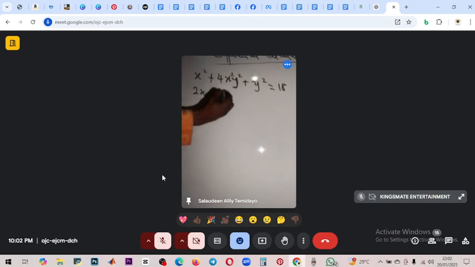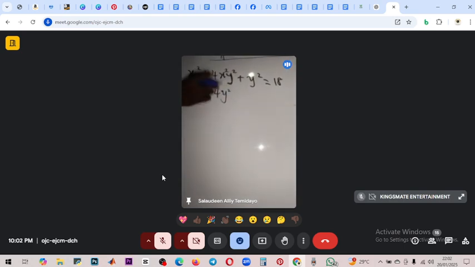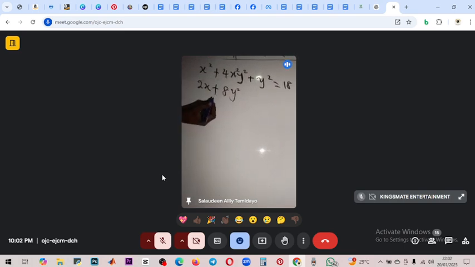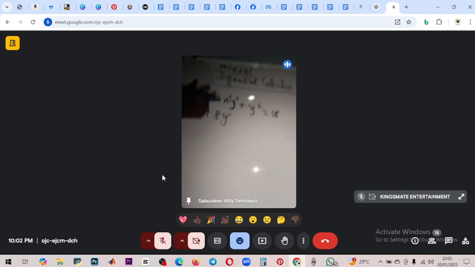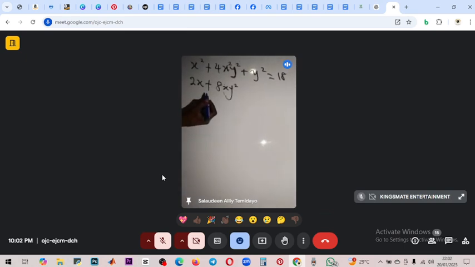So 4 is here, right? y squared is here. We are treating these things as constants. It will be x squared left. Now differentiate the x squared there. That's going to be 2x. Now multiply the 2 by 4. That's going to be 8x. Don't forget. So 8x y squared.